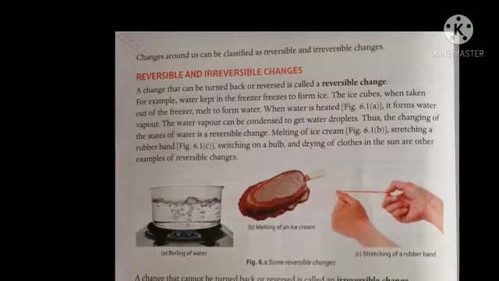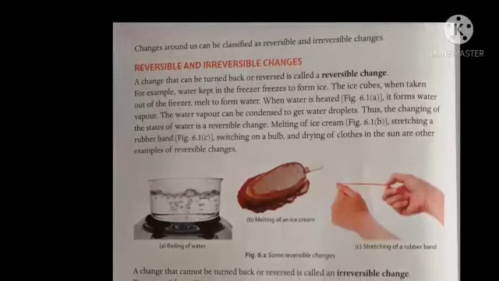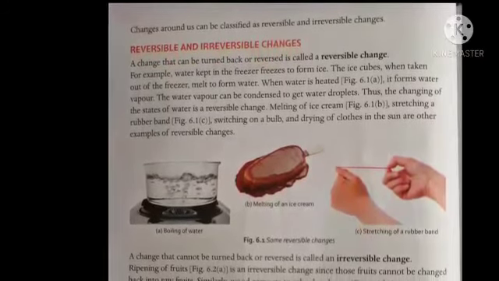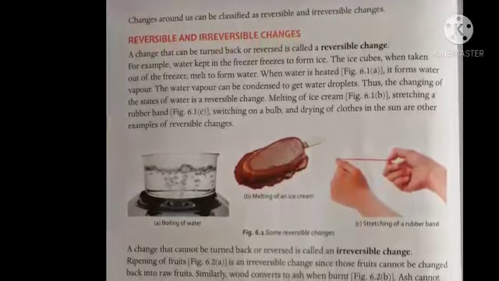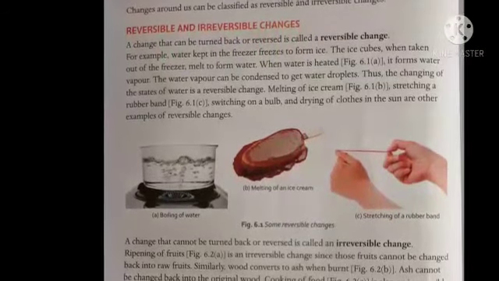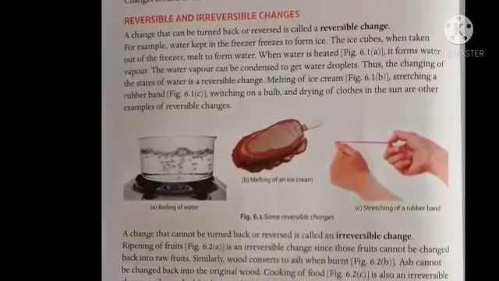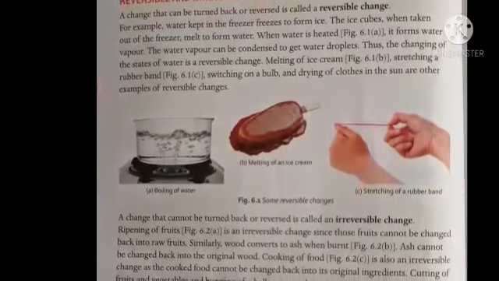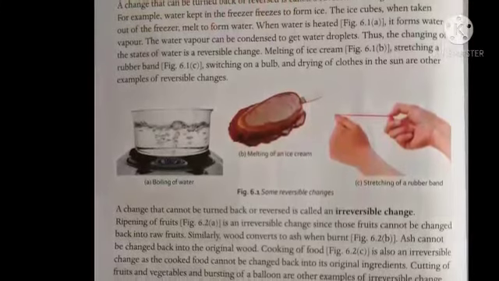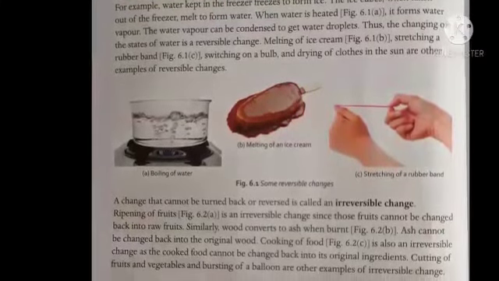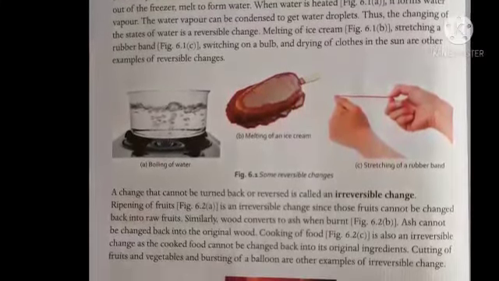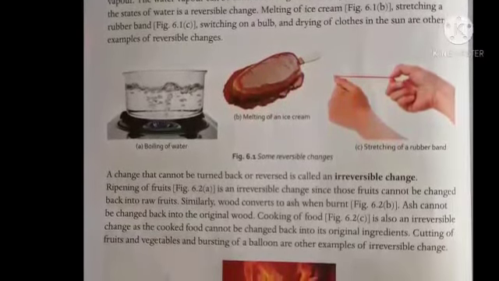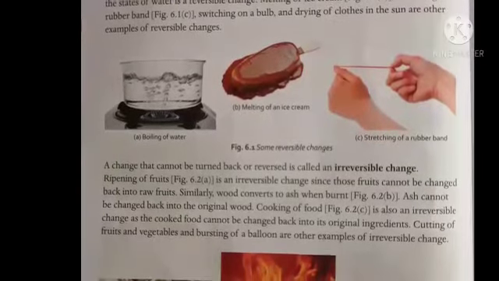Reversible changes are the changes that can be reversed. For example, melting of ice, water evaporating and condensation, boiling of water, stretching of a rubber band, etc. Now, irreversible changes are the changes that cannot be reversed. There are a large number of irreversible changes that take place around us.